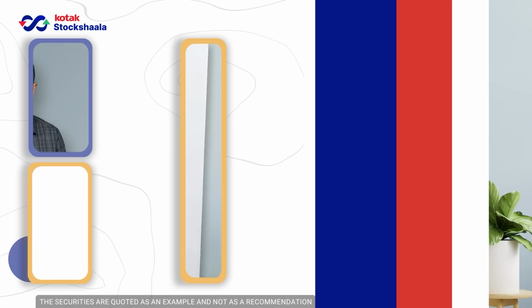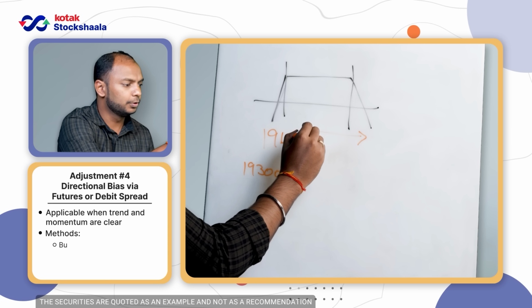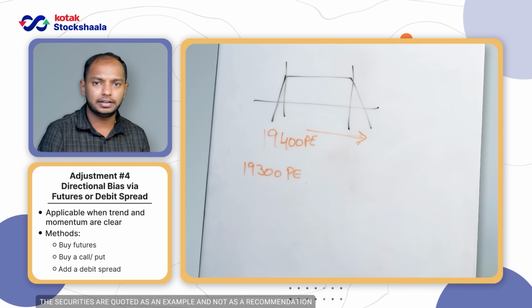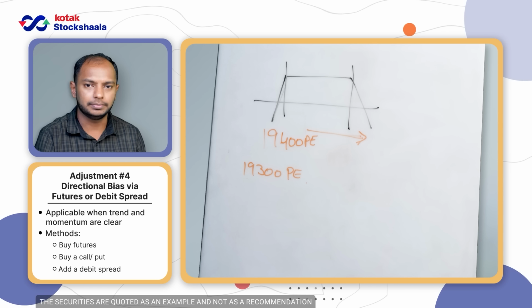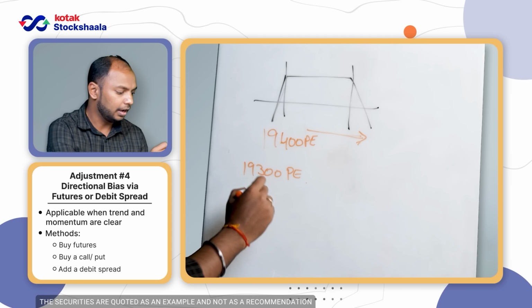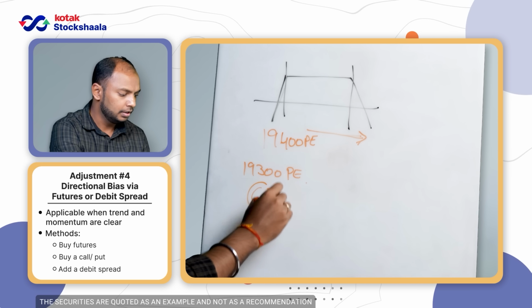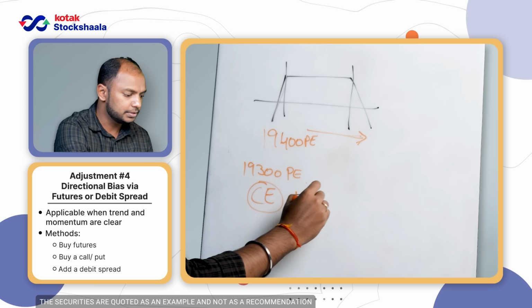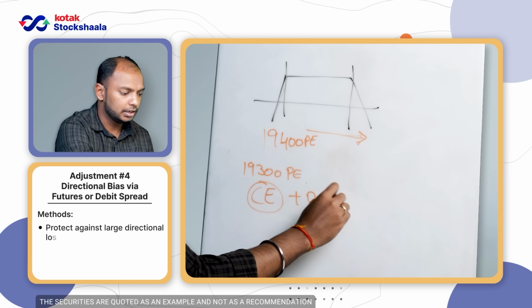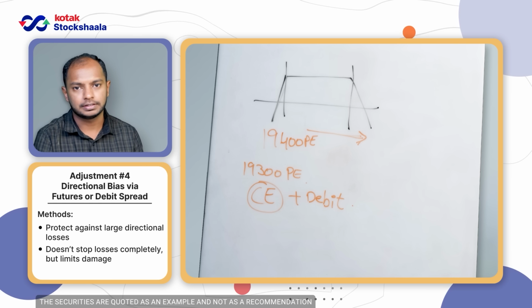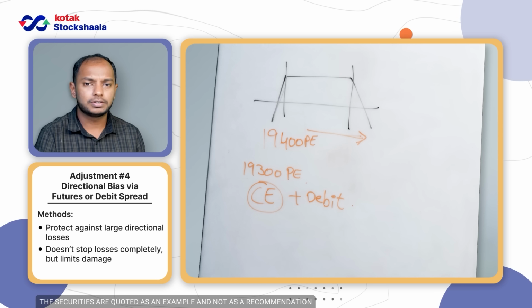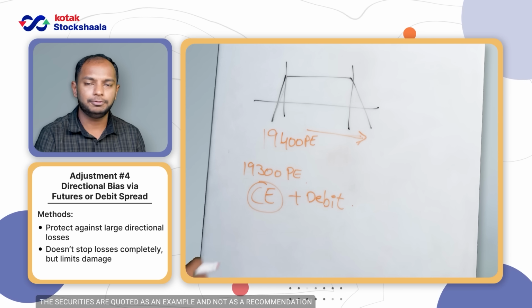And finally, the fourth type of adjustment is creating a directional bias via futures or a debit spread. Let's say the market is moving in a single direction and you're clear about the momentum, then what you can do is either you can buy a call option or you could also add a debit spread so that it will save you from the bigger losses. So this way, it will not stop the car, but at least it will save you from the crash.